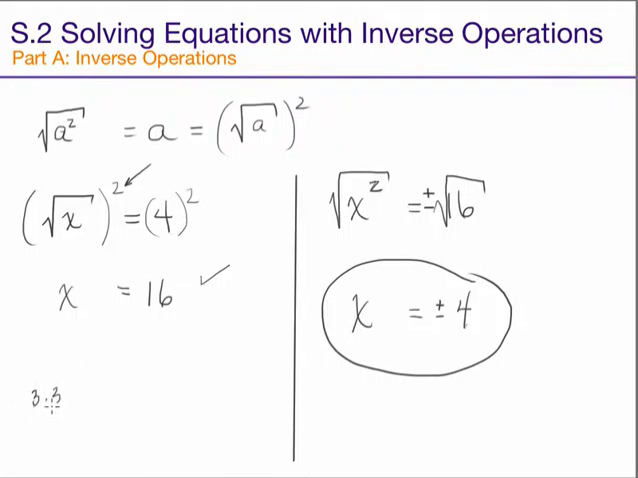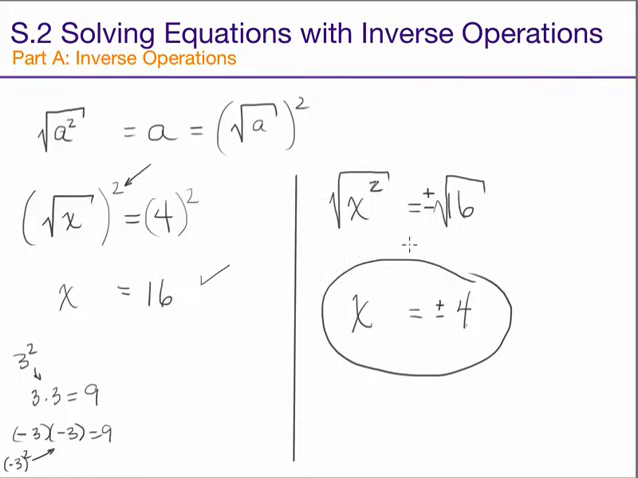Positive 3 times positive 3 equals positive 9, and negative 3 times negative 3 equals positive 9. This is 3 squared. This is negative 3 squared. I've squared a negative number and ended up with a positive answer. So in this case, because I'm squaring both sides of my equation, I know my answer has to be positive.